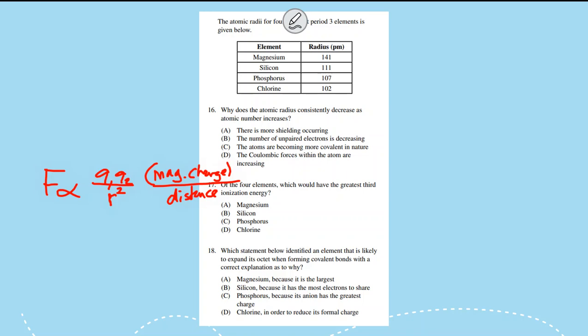So it says atomic radius consistently decreases as the atomic number increases. We're talking as you're going across, that magnitude of charge is increasing because you're adding more protons, which increases the effective nuclear charge, which increases that numerator value and makes the force a little bit stronger. So it would be D. That would be the correct answer there.